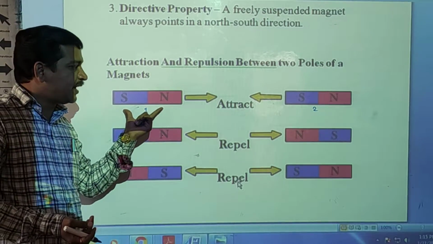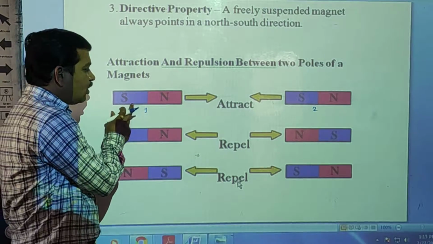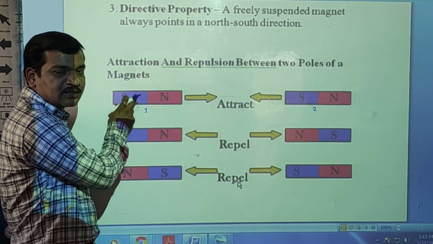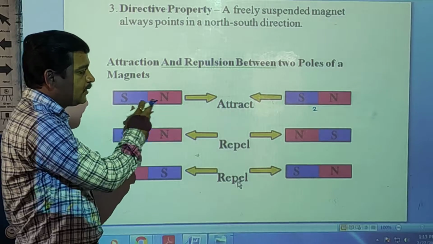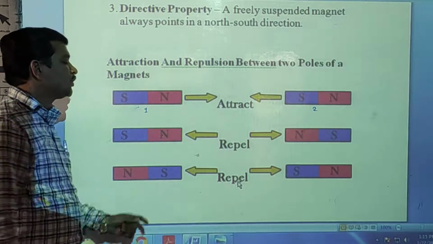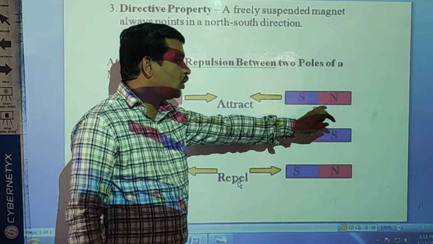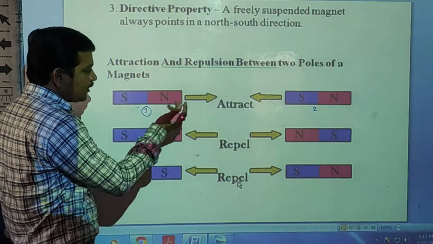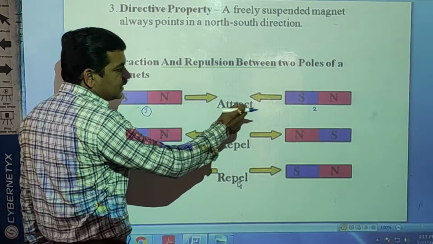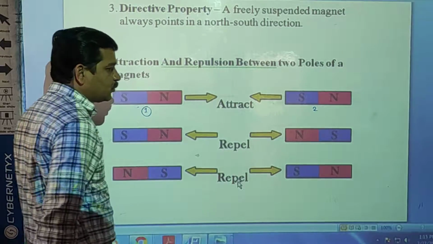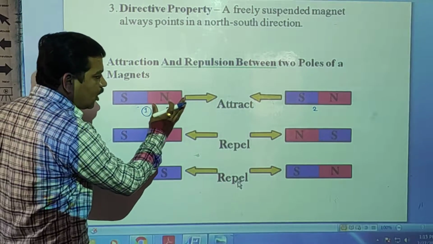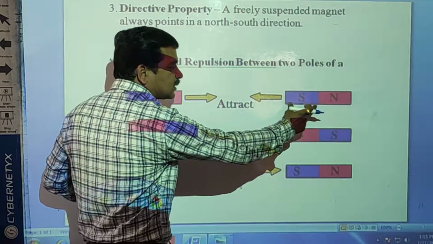Each magnet has two poles, as you know. This first magnet has a south pole, which is colored blue, and this is the north, pink color. So this is the south and north. Each magnet has two poles, here also south and north. Now this first magnet's north pole is towards the second magnet's south pole. Now see here, this is the north pole and this is the south pole.